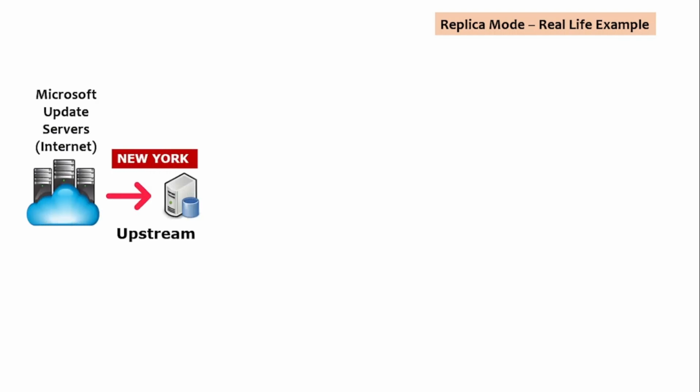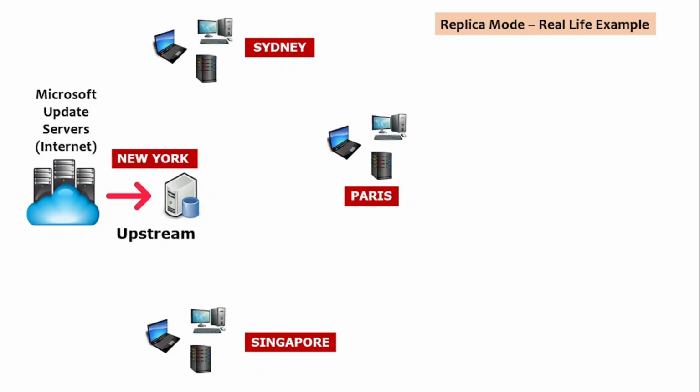So let us take a real life example of replica mode. Let's say we have our head office in New York and we have a Root WSUS, the upstream server, which is synchronizing updates from Microsoft. And let's say we have 3 remote offices, Sydney, Paris and Singapore, and we want to control all the updates in all 3 locations.